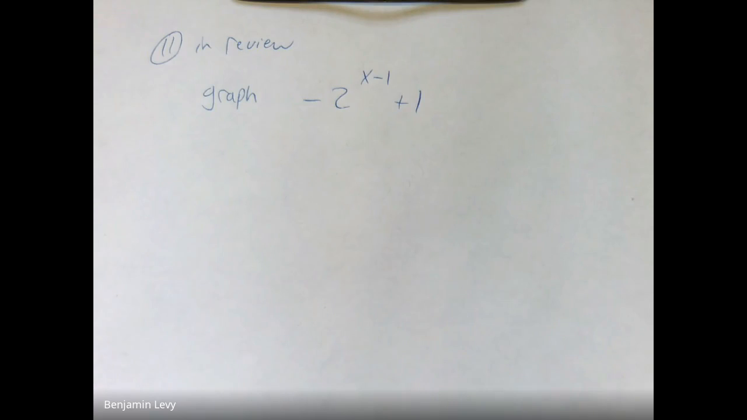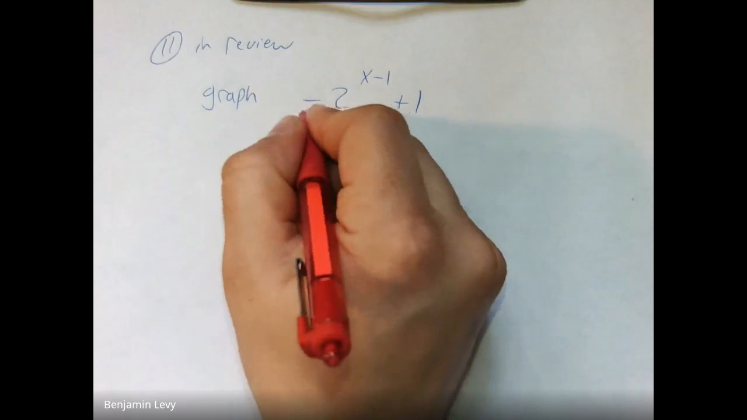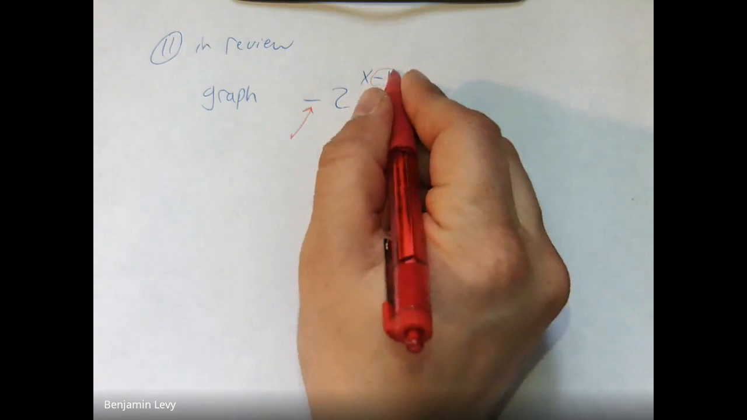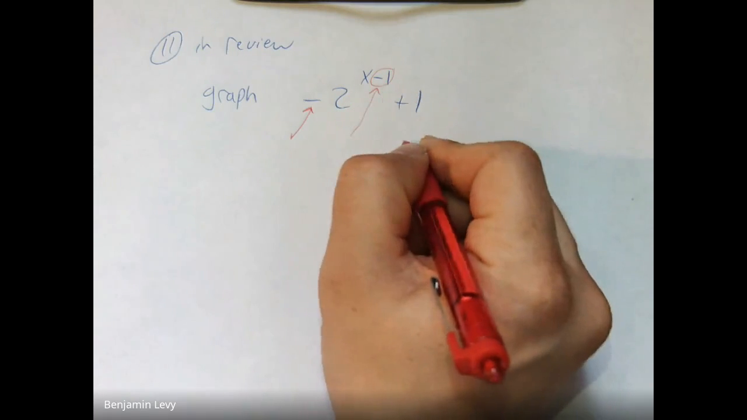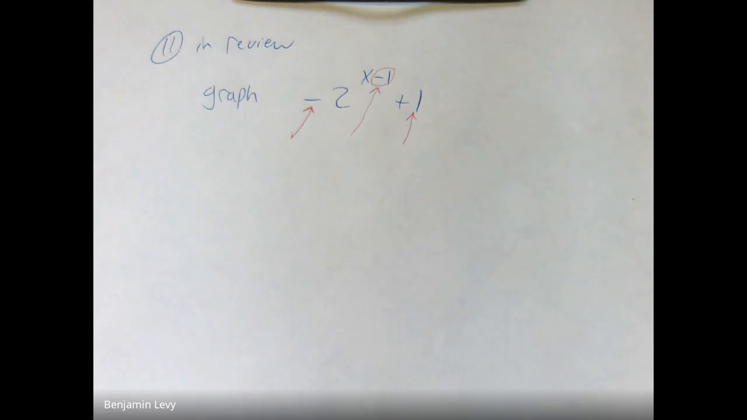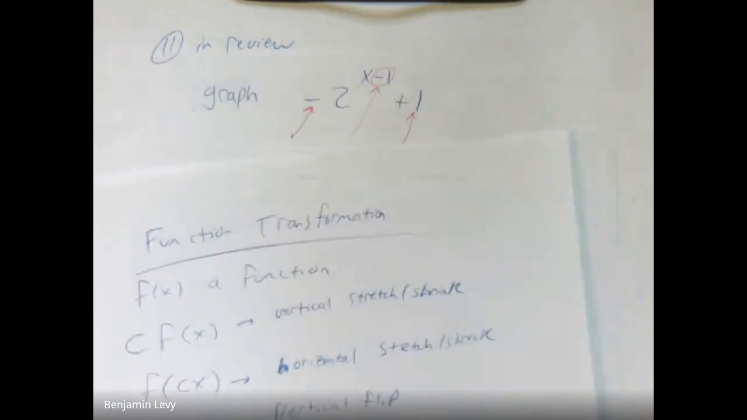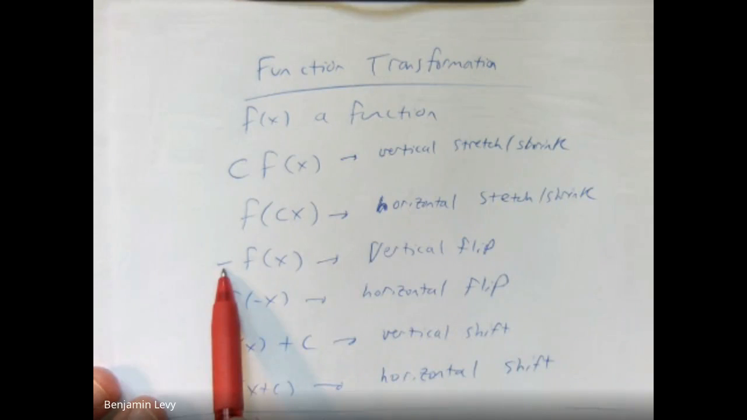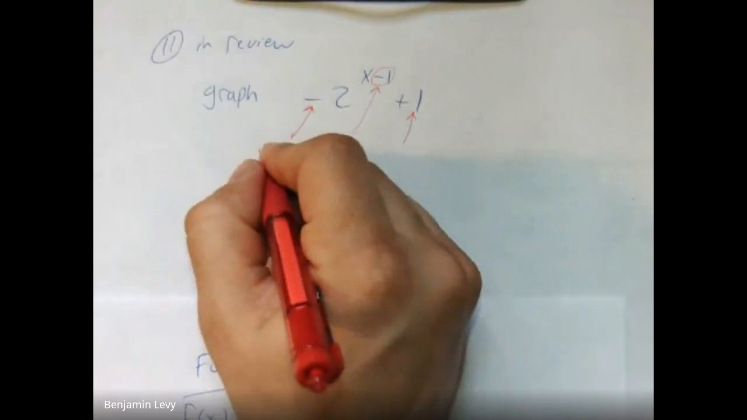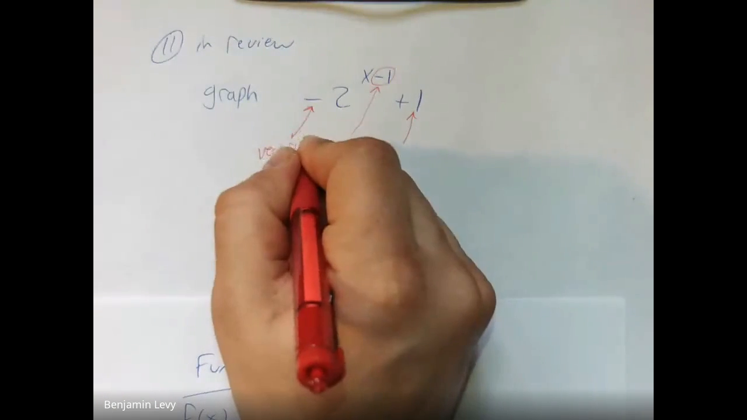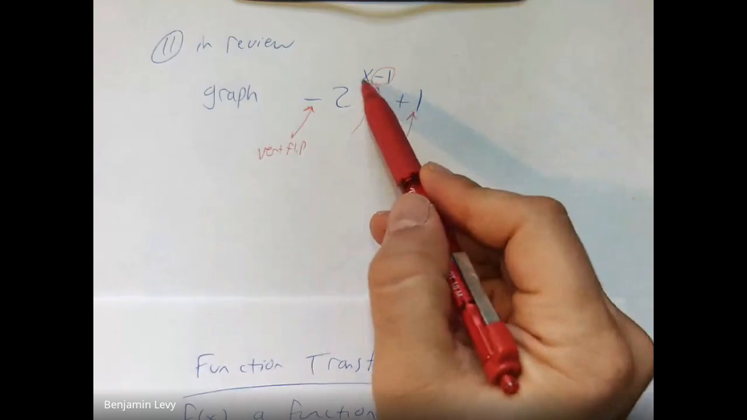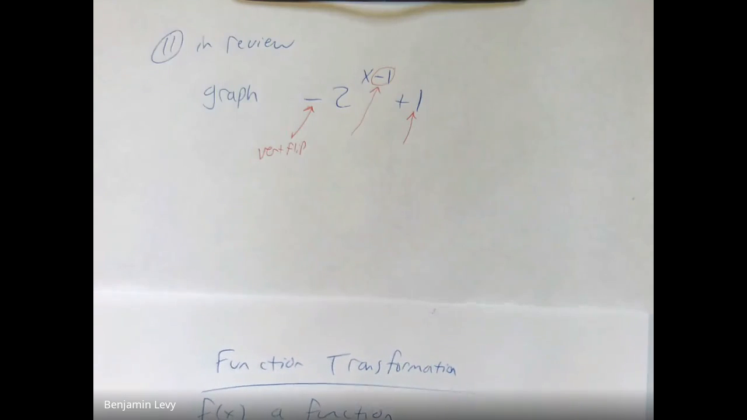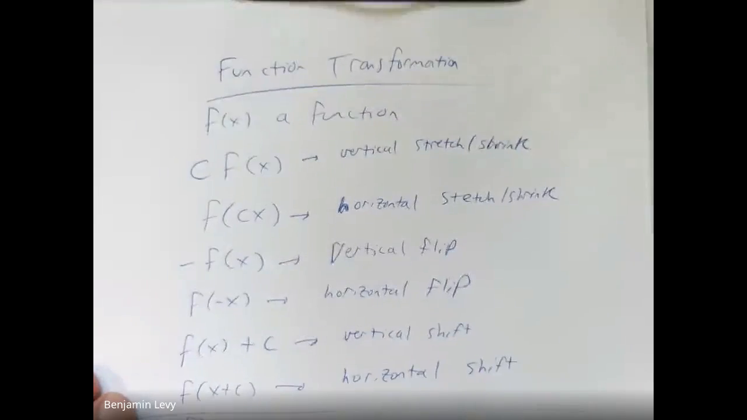So there's three things going on here. The negative sign out front, you got the -1 up in the exponent, and then you got the +1 out front there. Based on what we just talked about, the negative out front is a vertical flip. The -1 in the exponent, we looked at a couple of those. That's going to be a horizontal shift.